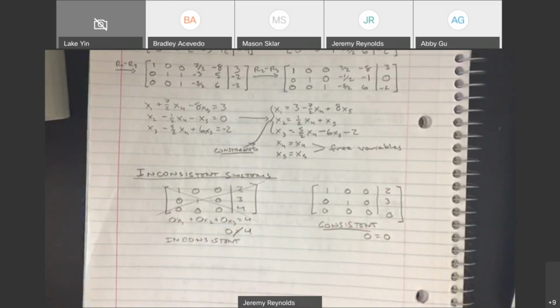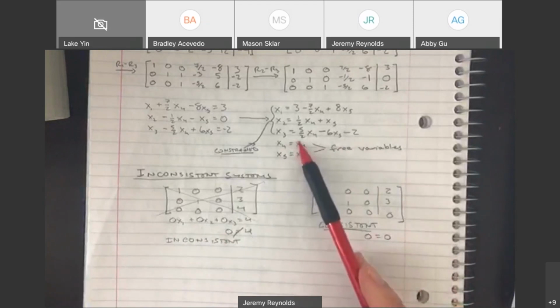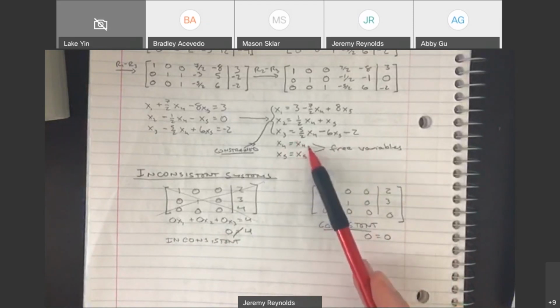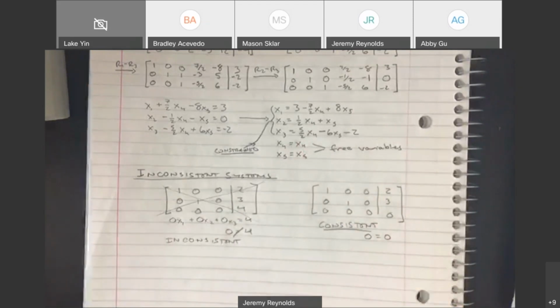So when we do our Gauss-Jordan elimination, we had one example where we found a unique solution. This example right here is one where we found an infinite solution. So we have two dependent variables. And then down here, we have an inconsistent system. If we run into something like this, that's a no-go. It's not going to work.